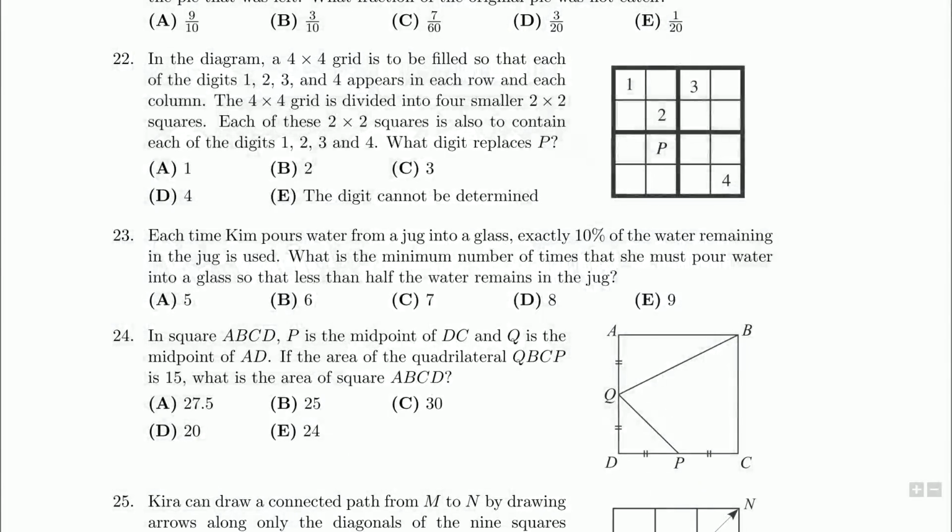So we're about halfway done the Part C questions. Let's take a look at question 23 here. Each time Kim pours water from a jug into a glass, exactly 10% of the water remaining in the jug is used. Okay. So if 10% of the water is used, then every time Kim pours, 90% of what was there before stays in the jug, I guess. What is the minimum number of times that she must pour the water into the glass so that less than half the water remains in the jug? Okay.